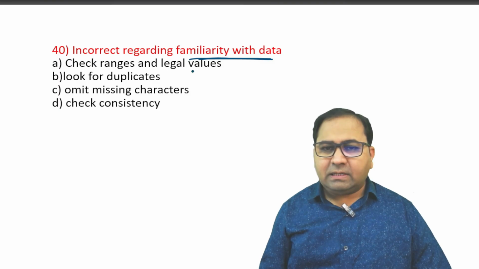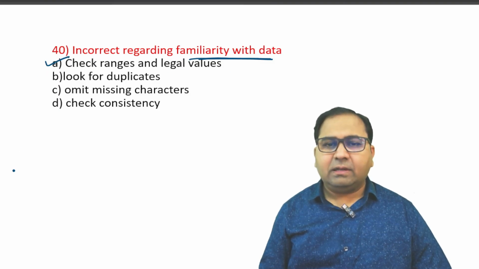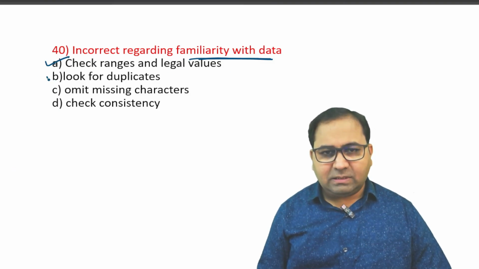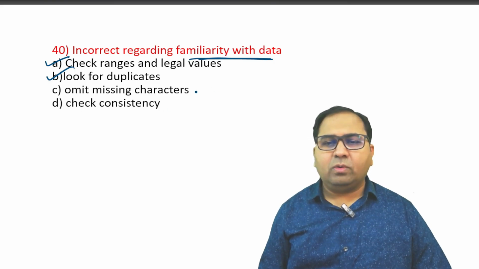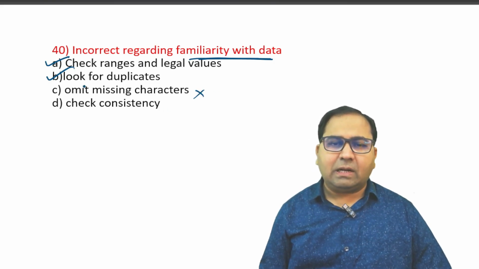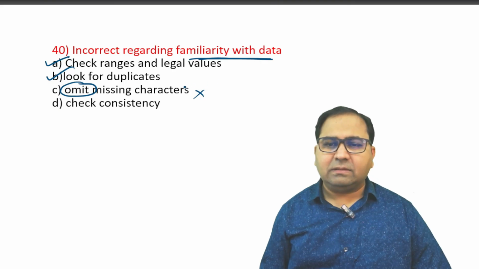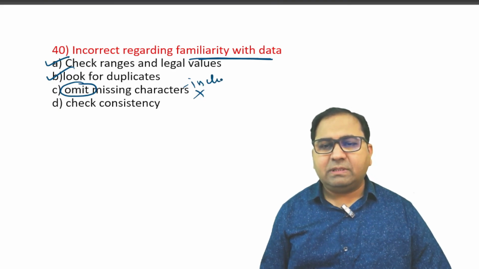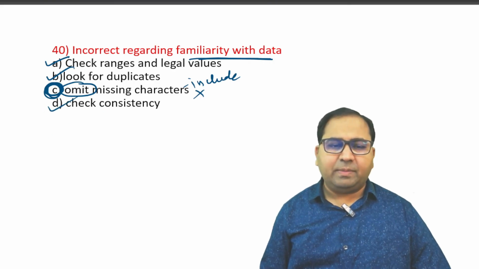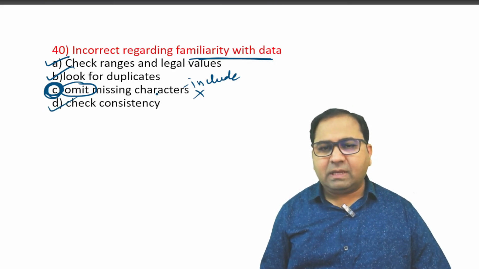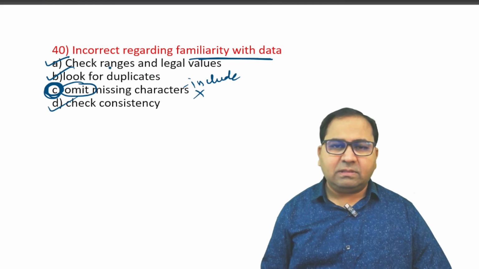You check the ranges and legal values, yes, definitely correct. Look for duplicates, yes, this is also correct. You omit the missing characters, no, there is nothing like omitting the missing characters. You include the missing characters. Actually, you include the missing characters. Okay, so we got the answer for our question. Then checking the consistency, yes, even this is a correct statement. So omit the missing characters is incorrect in this question.